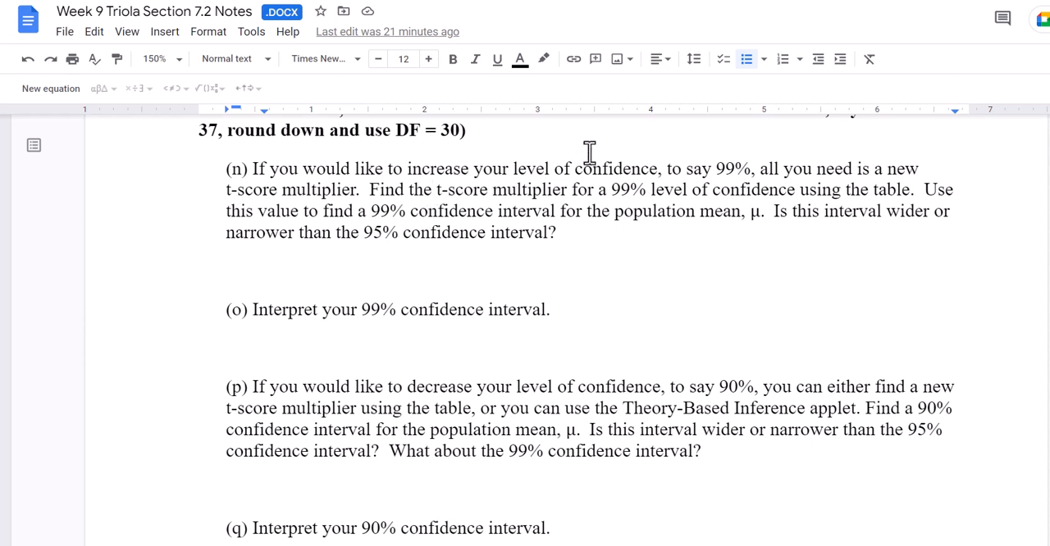So let's calculate that. So try it on your own first. So for 99% confidence, it will be 0.99. So it'll be 1 minus 0.99 will give you alpha, and then alpha over 2. And then look it up on the t-table.